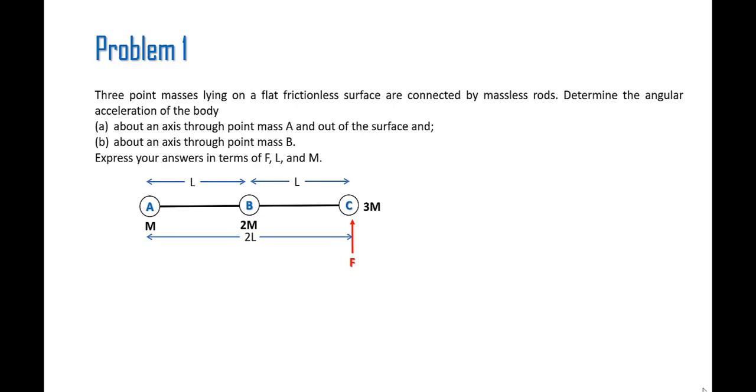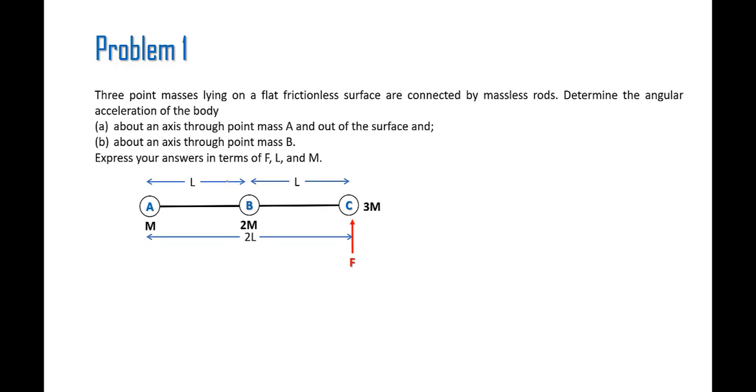Okay, so we have two systems here. The first system is this whole system here, point masses A, B, and C, rotating about an axis through point mass A. So the first case, na diri ato ang axis of rotation. And then the second case is our axis of rotation is through point mass B.